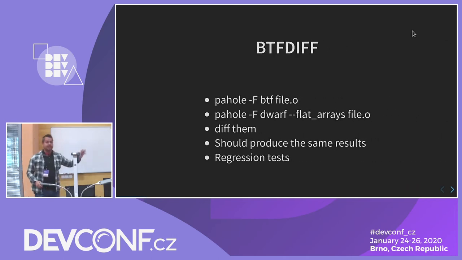Since it generates from DWARF, and we want to be sure that this conversion happened without introducing problems, there are some tools like btfdiff together with pahole, where you will run it to produce output using as input the BTF information, and as well using as input the DWARF information. Then you compare the results, and it should be the same.